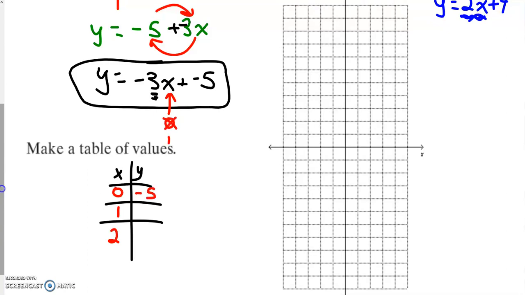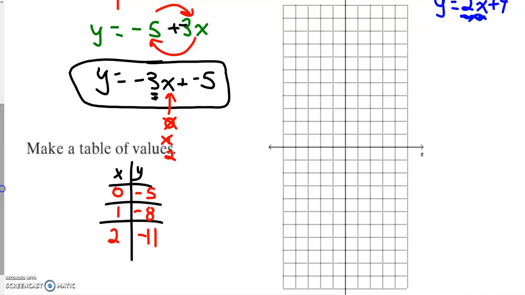Now it says substitute in a 1. Negative 3 times 1 is negative 3 plus negative 5. That'd be a negative 8. Next it says substitute in a 2. Negative 3 times 2 is negative 6 plus negative 5. That's negative 11. When I graph that, I'm going to walk 0 and climb negative 5.